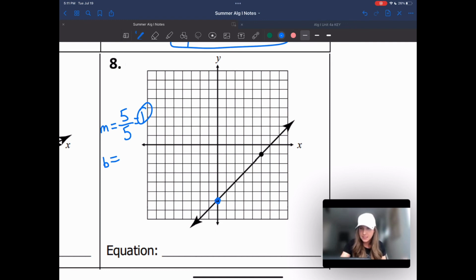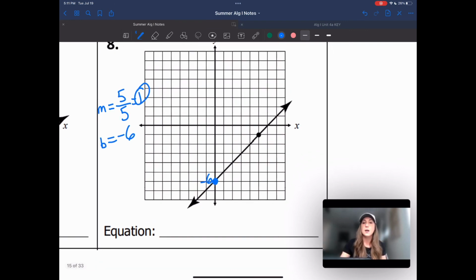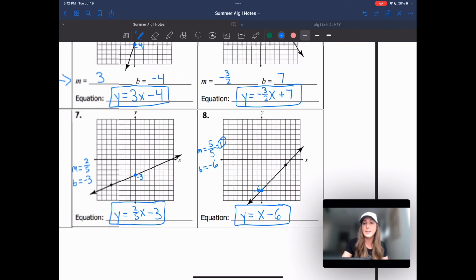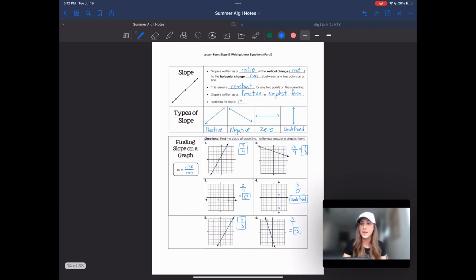Now our b is this point. Let's see what that is. Negative 1, 2, 3, 4, 5, 6. So we go down, so it'd be negative 6, okay? Negative 6 is our b. All right, so when we write our equation, we'll do y equals, and we do mx, so that would be 1x, and you just need the x, so you don't need to write the 1. So y equals x plus our b is negative, so minus 6. And that's it, y'all. That is writing equations, the basics of them anyway.